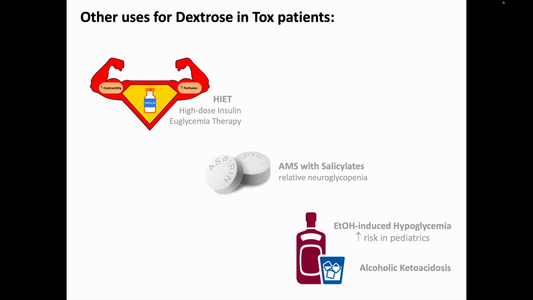Dextrose has an obvious use to treat hypoglycemia induced by exposure to ethanol. This is something that pediatric patients are at higher risk to develop than adults. A child with a hopefully unintentional exposure to ethanol can have altered mental status from the ethanol or from associated hypoglycemia. And glucose plays a key metabolic role in treating alcoholic ketoacidosis.